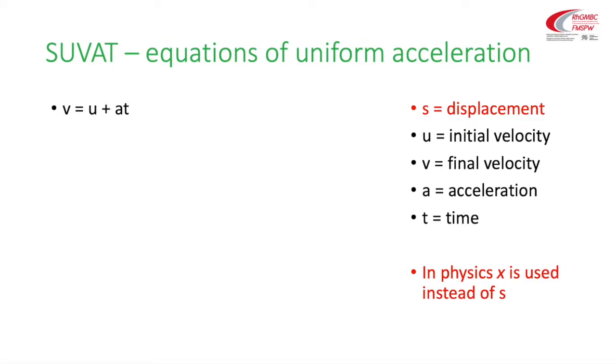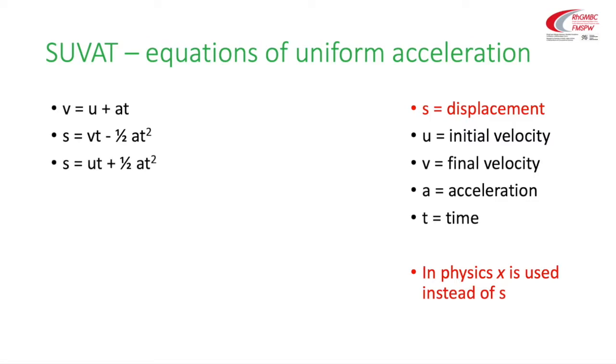So here they are. V equals U plus AT, so the final velocity is the initial velocity plus the acceleration times time, so that's the change of velocity due to the acceleration. S equals Vt minus a half AT squared. You should look at the derivation of these in your ordinary maths A level, so we're not going to dwell on them here.